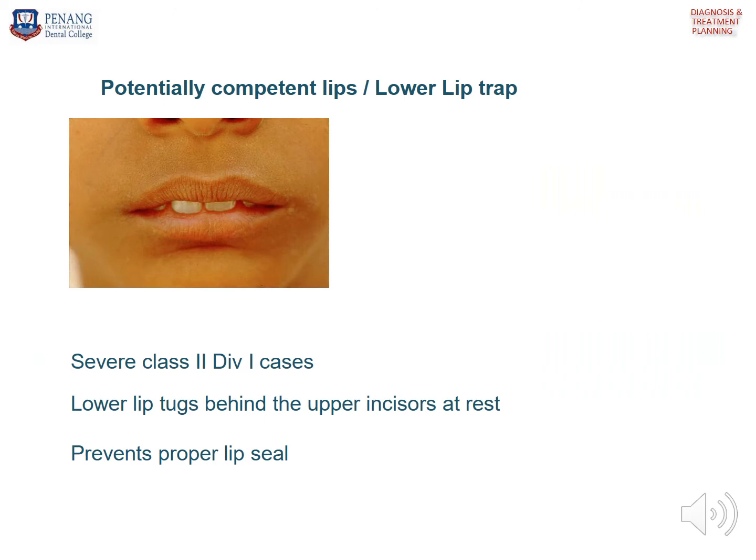This photo shows potentially competent lips, or lower lip trap. Usually we can see this lower lip trap in severe class 2 division 1 cases where the upper incisors lie in front of the lower lip, and then the lower lip is being trapped behind the upper incisors. And because of this, it prevents proper lip seal.